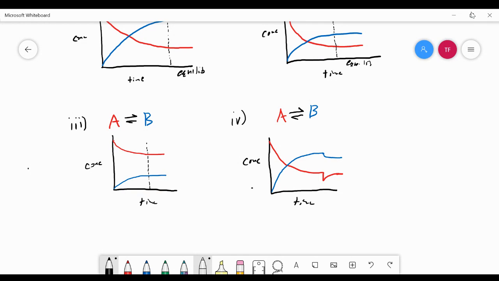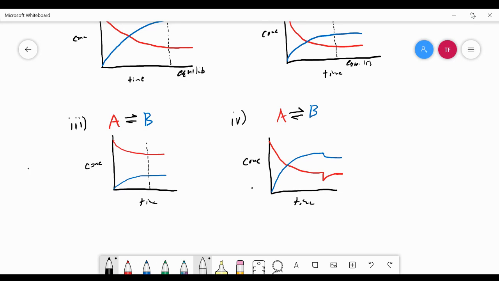What does that mean? Well, that means that this is a reactant-favored reaction. In other words, the reactants do not become products as much as they stay reactants. So this is a reactant-favored reaction because we can see the amount of reactants is much higher than the amount of products once we reach equilibrium.